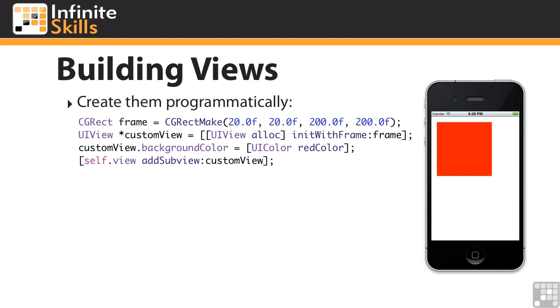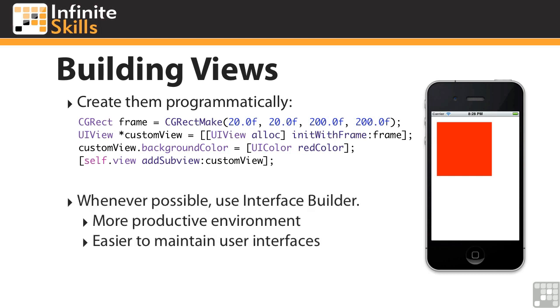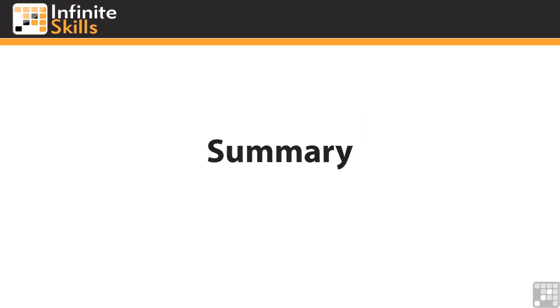Although we can create views programmatically, whenever possible, we really want to use Interface Builder. This is just a much more productive environment, and it's far easier to maintain user interfaces over the long term. UIView provides the building blocks in which all iOS user interfaces are created. Out of the box, the UIKit framework provides a large set of components for building iOS apps, but we can also create our own as we need to. The remainder of this chapter will look at working with UIViews.